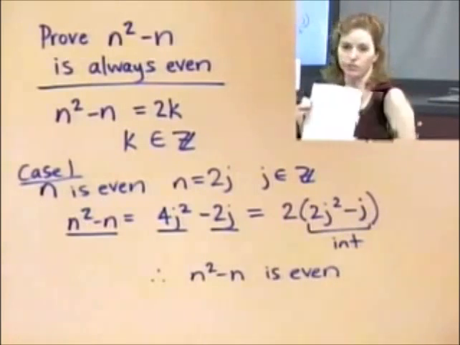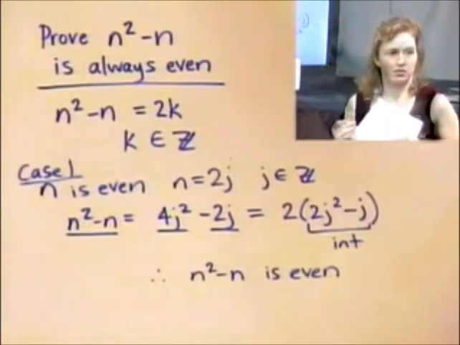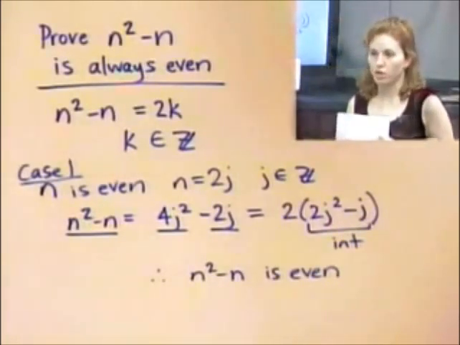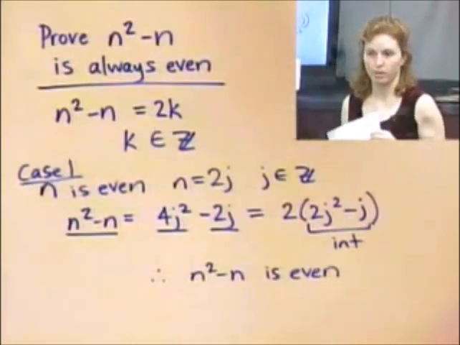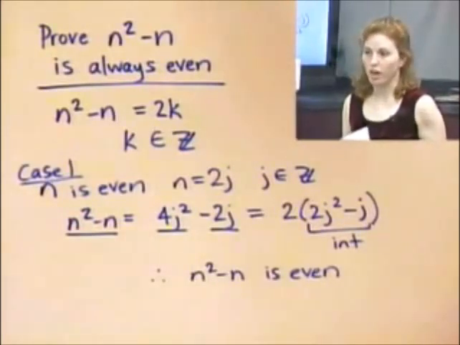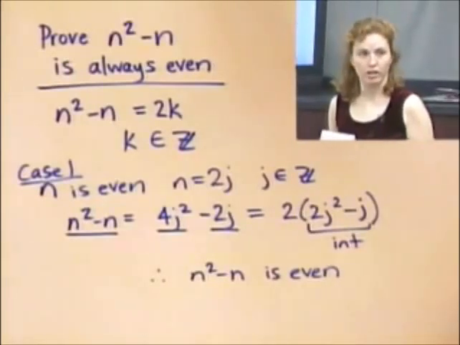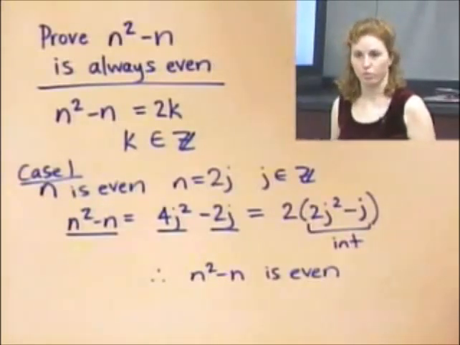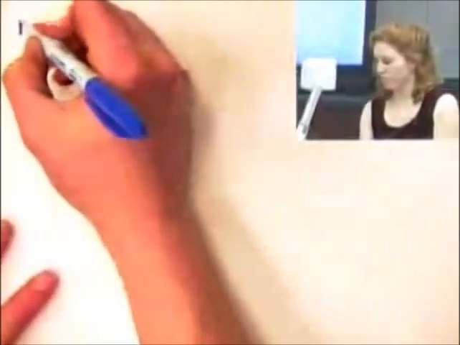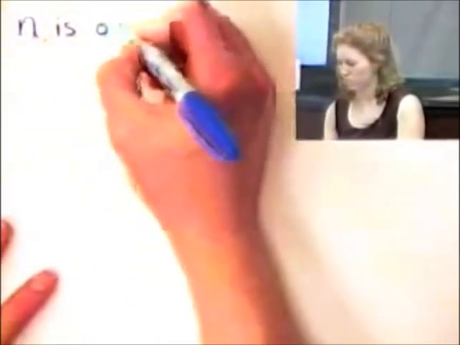Odd numbers are definitely not divisible by 2, right? So I could put 2j plus 1, and that would be always an odd number, and every odd number I can write that way, right? If I pick the right j, I should be able to write any odd number in the form 2j plus 1. So let's do case 2, where n is an odd number. So that'll be case 2.